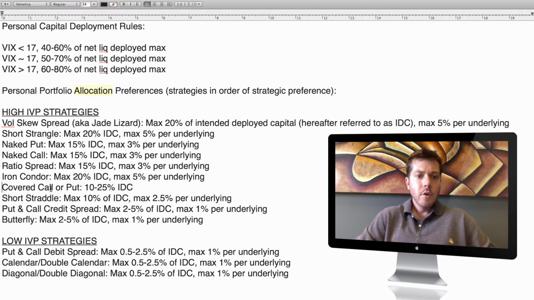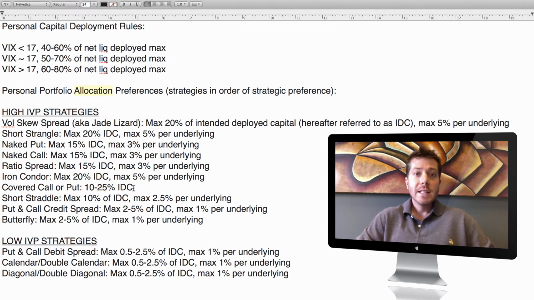So covered call or put, 10 to 25% of intended deployed capital. These are much more capital-intensive strategies because you're actually buying or shorting shares and then selling a call or put against the long or short shares. So the long or short shares are going to eat up quite a bit of capital. So 10 to 25% of intended deployed capital.